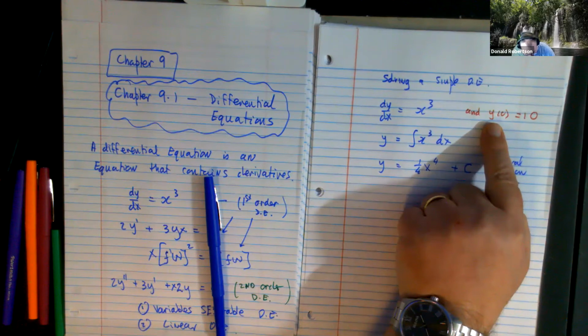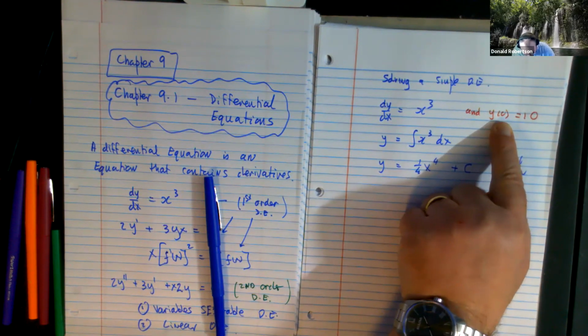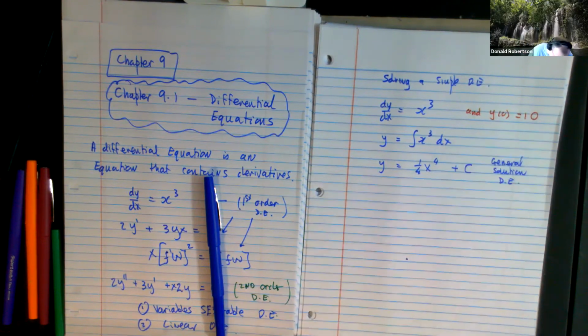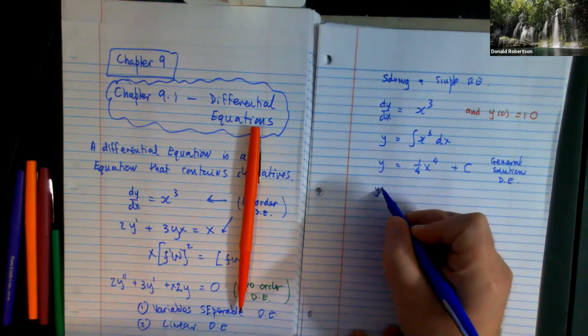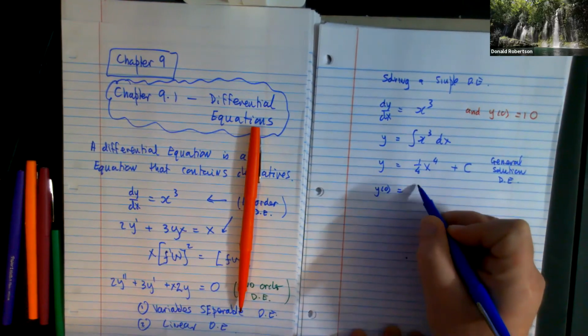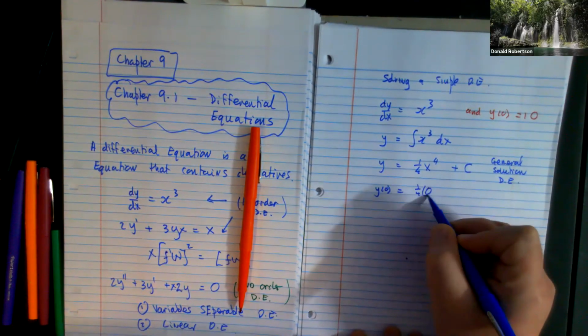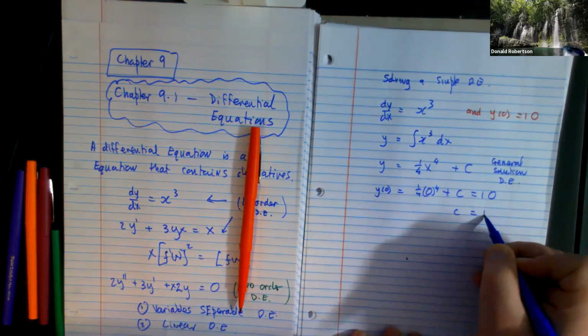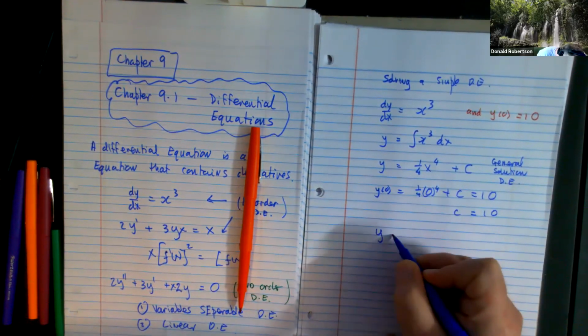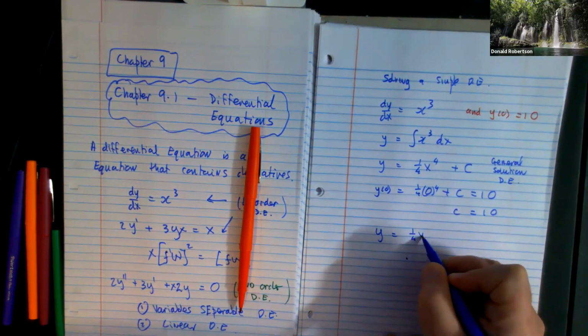The value of the function when x is 0, that's what y of 0 is, right? When x is 0, y is 10. Well, if I take my general solution and I plug in 0 for x, and I know that's 10, would you agree that c is 10? And that makes my solution now a little bit more detailed.